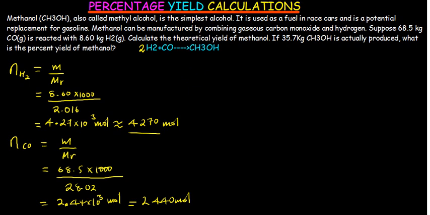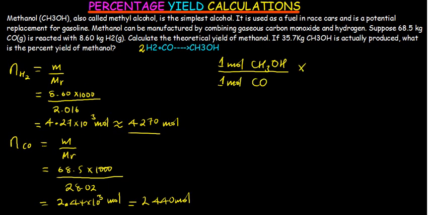Well, remember, we want to get the moles of this product. So I'm going to say, for every 1 mole of methanol, how many moles of carbon monoxide are we supposed to use? We are saying that for every 1 mole of methanol, we are supposed to use 1 mole of carbon monoxide.